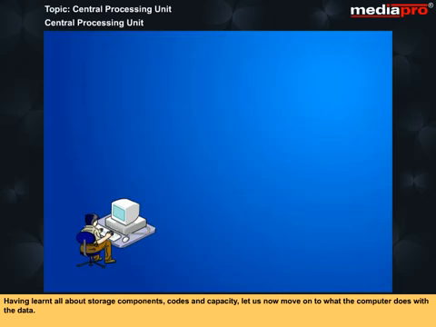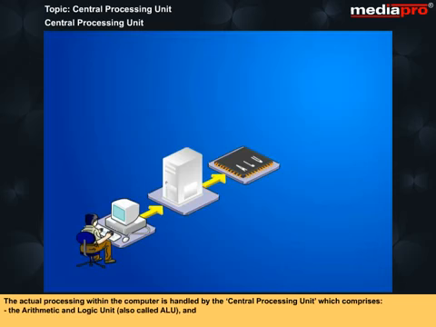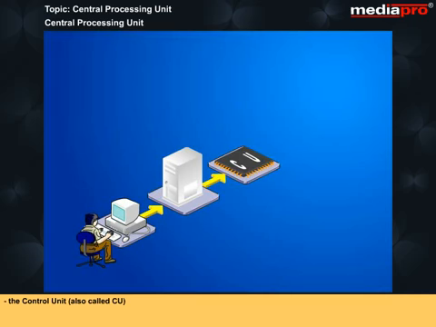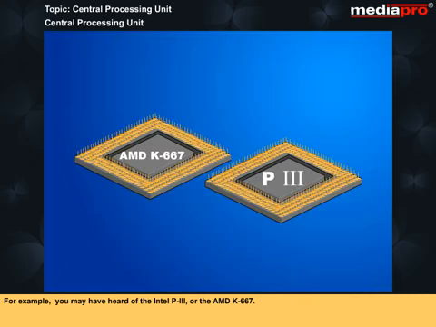Having learned all about storage components, codes, and capacity, let us now move on to what the computer does with the data. Most of the data entered is to be processed in some meaningful way. The actual processing within the computer is handled by the central processing unit, which comprises the arithmetic and logic unit, also called ALU, and the control unit, also called CU. The most commonly used processors today are manufactured by the companies Intel and AMD. For example, you may have heard of the Intel P3 or the AMD K6.